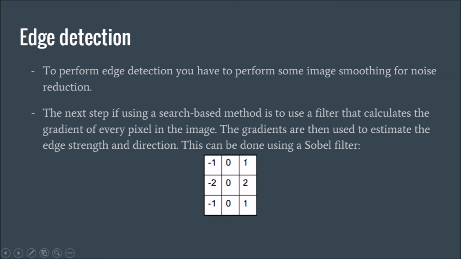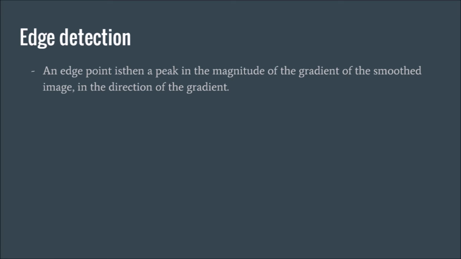To perform edge detection, you have to perform some image smoothing for noise reduction. The next step, if using a search-based method, is to use a filter that calculates the gradient of every pixel in the image. The gradients are then used to estimate the edge strength and direction. This can be done using a Sobel filter. An edge point is then a peak in the magnitude of the gradient of the smoothed image in the direction of the gradient.